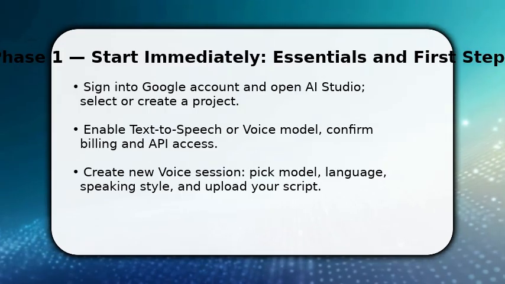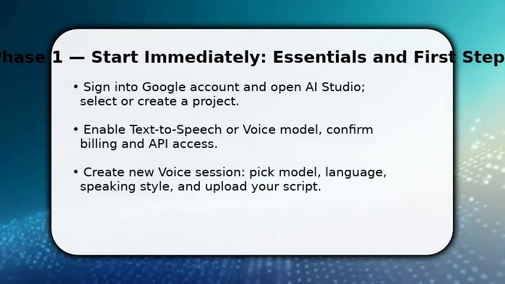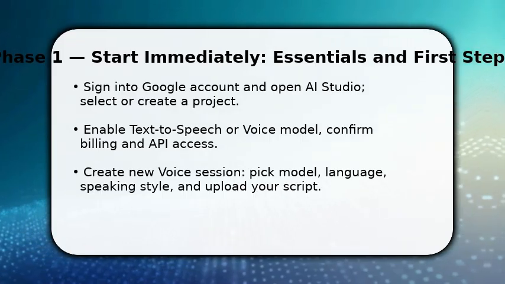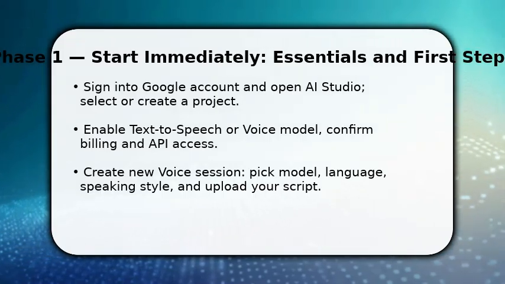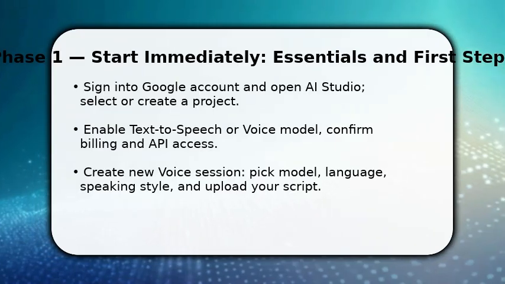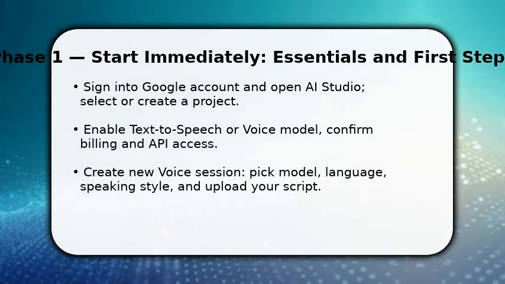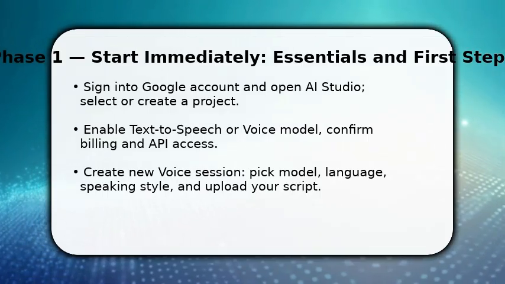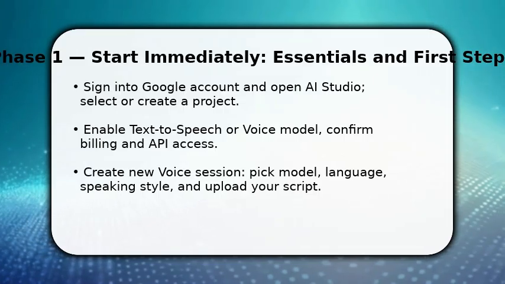You're starting by creating the project and picking a voice. Do that now. Sign into Google, open AI Studio and choose or make the project. Enable the text-to-speech/voice model and confirm API and billing access so you can export. Next, create a new voice session, pick the model and language, and upload your script or paste text.